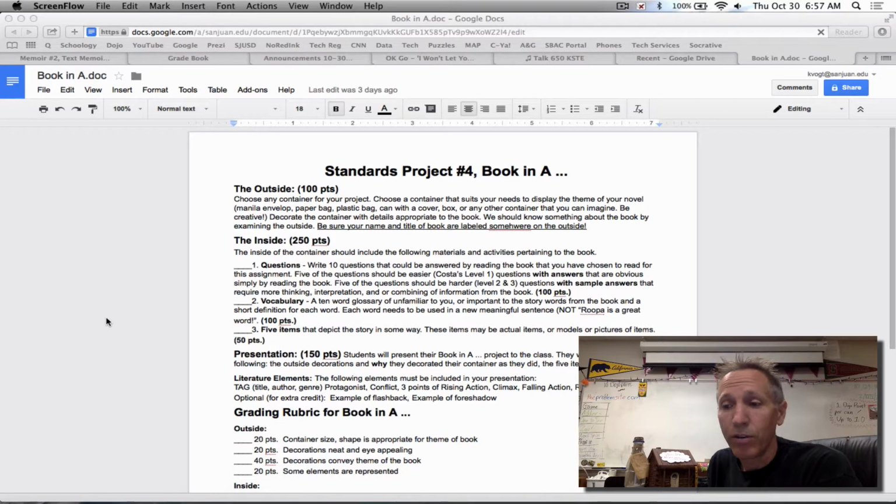This one is going to be addressing some of the speaking and listening standards that we have, because you're going to have to give an oral presentation to your class. And it's all explained right here in this rubric. So let's take a look at it.